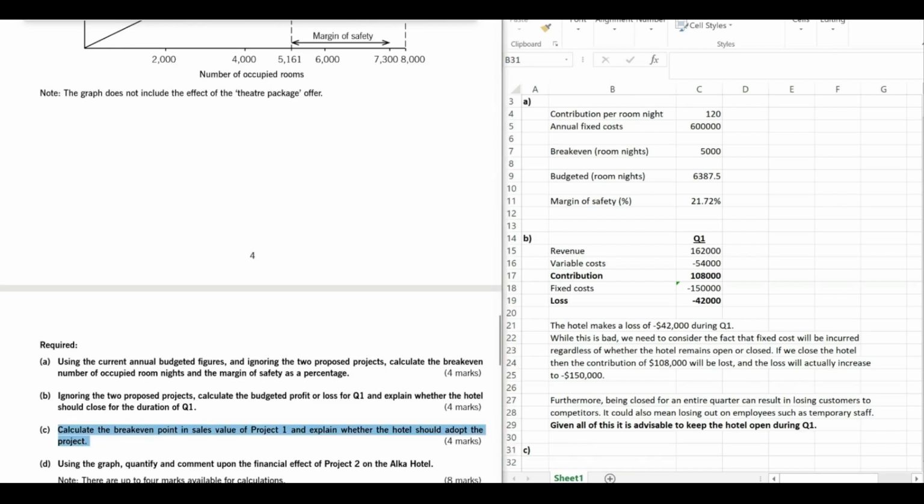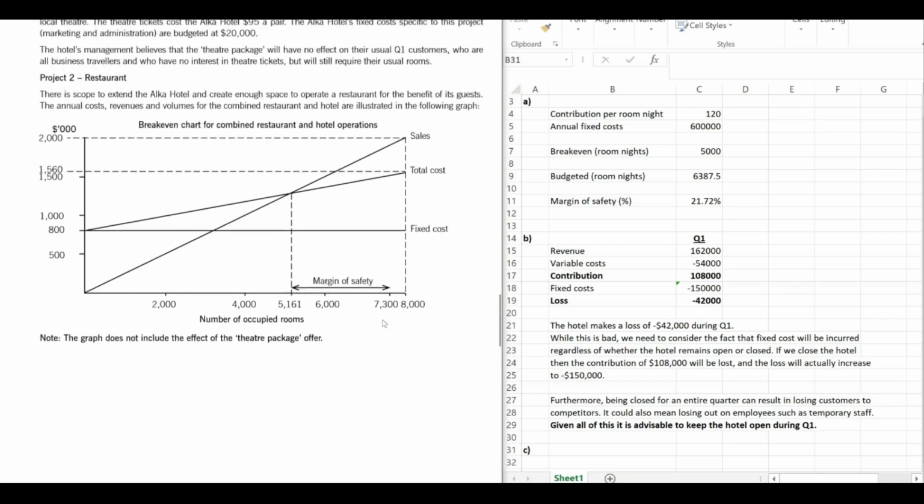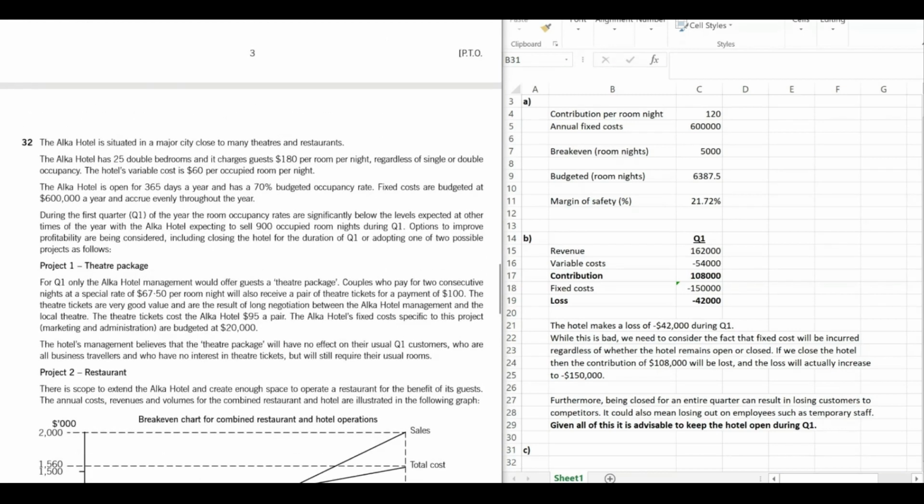So now we're dealing with the project. Calculate the break-even point in sales value. So break-even in units was fixed cost over contribution per unit. Break-even point in sales is fixed cost over CS ratio, right? Contribution per sales. And explain whether the hotel should adopt the project. Okay, so we need to calculate the break-even point in sales value of project 1 and then explain if the hotel should adopt the project. Just project 1. So we don't need to bother with project 2. So this is what we're concerned with.